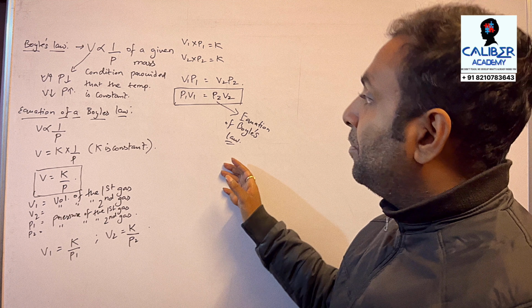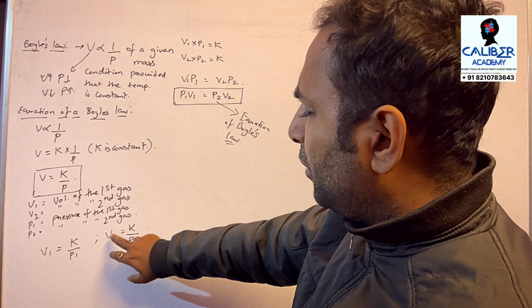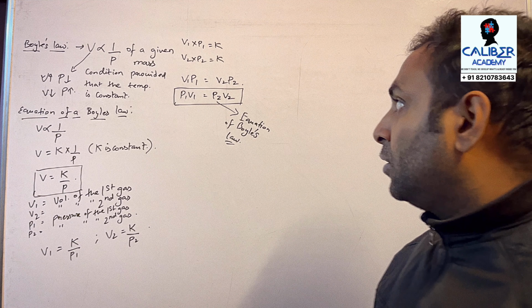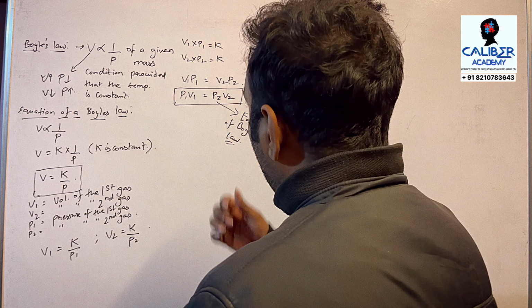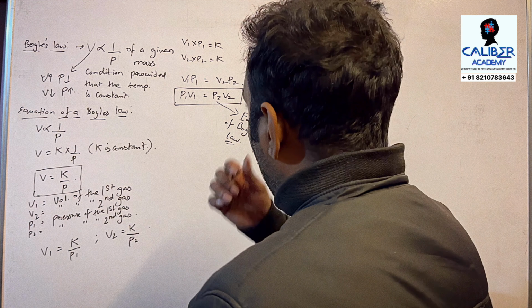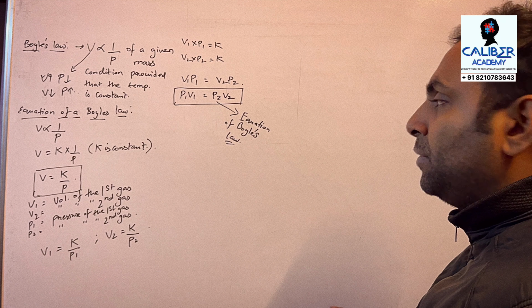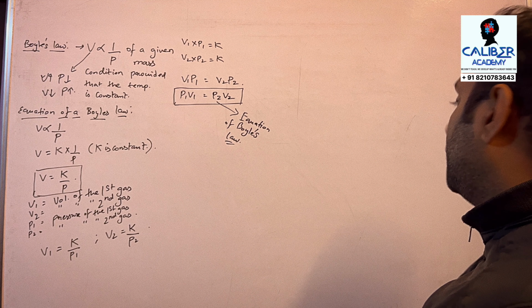So the derivation has been completed. What is the equation of Boyle's law? We have discussed that V1 is equal to K by P1 and V2 is equal to K by P2. So P1 and P2 will be cross multiplied with V1 and V2, and we got V1 into P1 is equal to K, and V2 into P2 is equal to K. So both are K. So V1 into P1 is equal to V2 into P2. So we can say P1 V1 is equal to P2 V2. So this is the equation of Boyle's law.